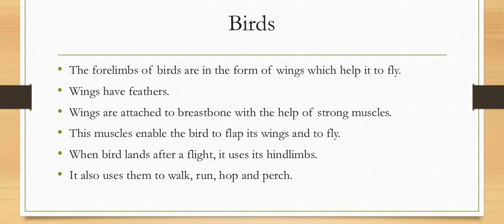The wings are attached to the breastbone of the bird with the help of strong muscles. These strong muscles enable the bird to flap its wings and to fly. With the help of these strong muscles only, the bird flaps its wings, and because of this flapping the bird starts flying.